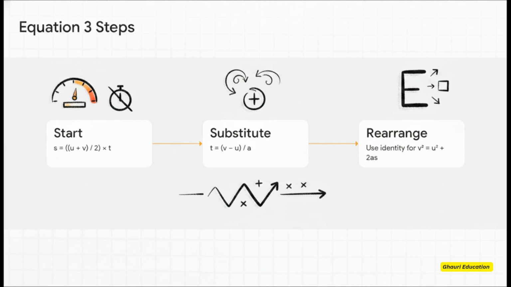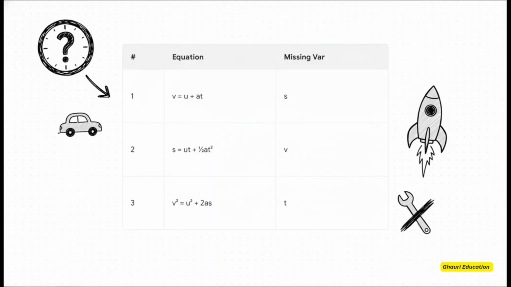We start with that average velocity formula for displacement. Then, we take equation 1, rearrange it to solve for t, and plug that right in. We won't get bogged down in the heavy algebraic weeds here, but by using a classic identity to cross-multiply and rearrange, we are left with v squared equals u squared plus 2as. So the big takeaway here is this master toolkit. Notice how every single equation purposely ignores one specific variable. Equation 1 ignores displacement. Equation 2 ignores final velocity. Equation 3 entirely ignores time.